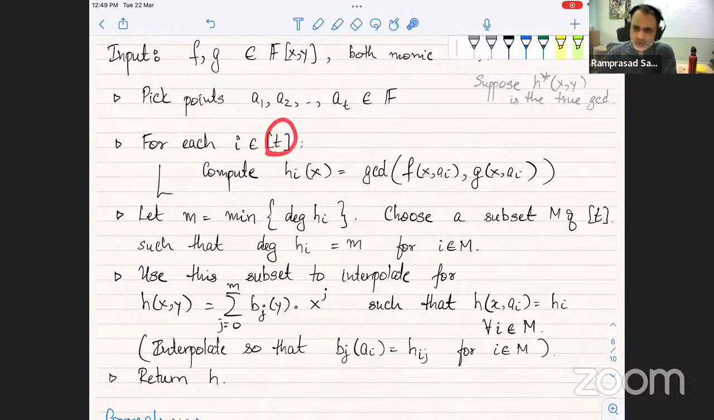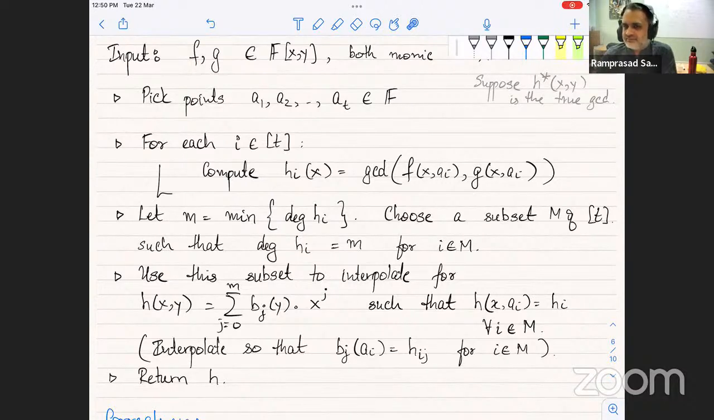I haven't specified what t is. This t will depend on our correctness proof. So is the algorithm clear? It's a slightly weird algorithm, a weird way of reducing GCD to one variable less. But this is going to be super convenient because once we do this, we will see exactly how you do trivariate GCD. You will do exactly the same thing. You will reduce to bivariate, do that, and then interpolate out.